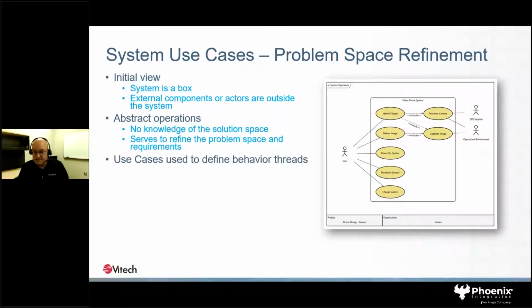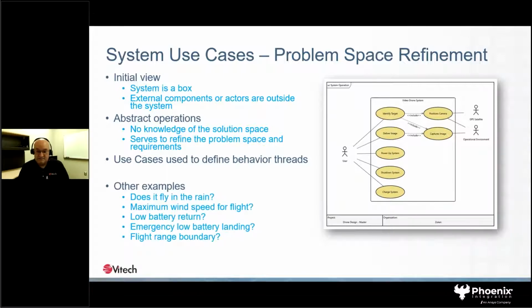Again, I'm going to use these to define behavior threads where we can explain each one of these in terms of who does what and what is the sequencing of those events to lead up to the functionality. Again, this is not a full inclusive list of all the use cases. We could add a whole bunch more. Other examples here are, what does that identify look like in the rain? What does it look like under high wind speeds? How do we manage our flight range boundary? There are a lot of different use cases we could add to this.